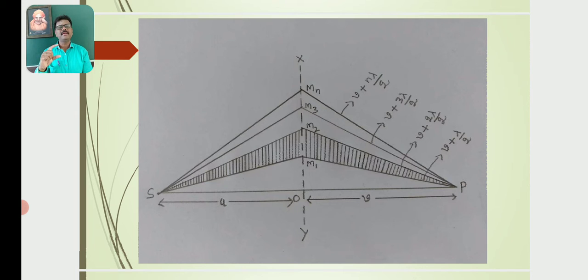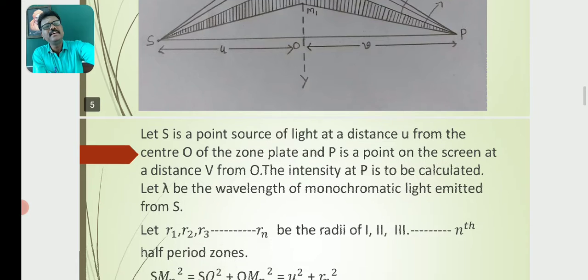Where OM1 is the radius of the first zone, OM2 radius of the second zone, OM3 radius of the third zone, OMn radius of the nth zone. V plus lambda by 2, V plus 2 lambda by 2, V plus 3 lambda by 2, V plus n lambda by 2 indicate the path differences. So this is the significance of the diagram.